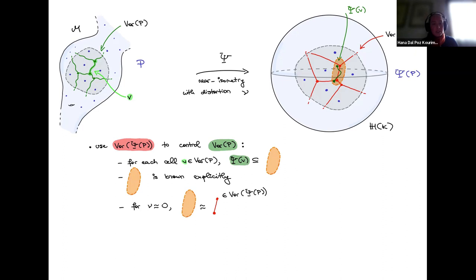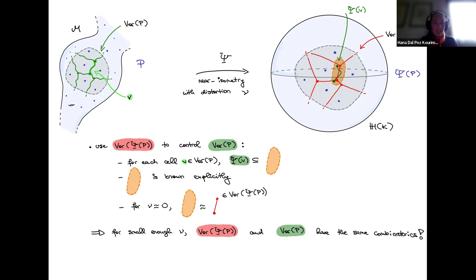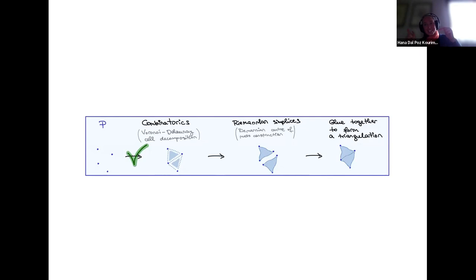This means in particular that this is known explicitly. And something I wanted to add, as you remember, the dilated bisectors get closer and closer to the original bisectors as nu goes to zero. That means if nu goes to zero, or if it's almost zero, then this orange set will almost correspond to the face in the Voronoi diagram of the image. And since the image of the green cell will be inside this orange space, it will be almost identical to the red section. This means in particular that if the distortion parameter nu is small enough, the red and the green Voronoi diagrams will have the same combinatorics. And because they have the same combinatorics, the nerves, meaning the Delaunay cell decompositions, will also have the same combinatorics.